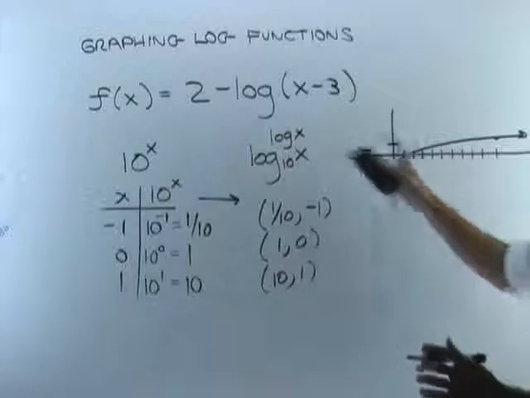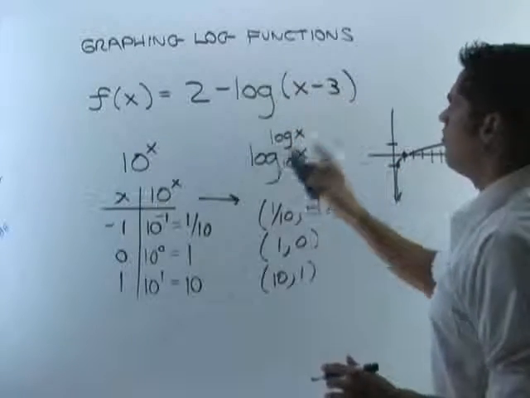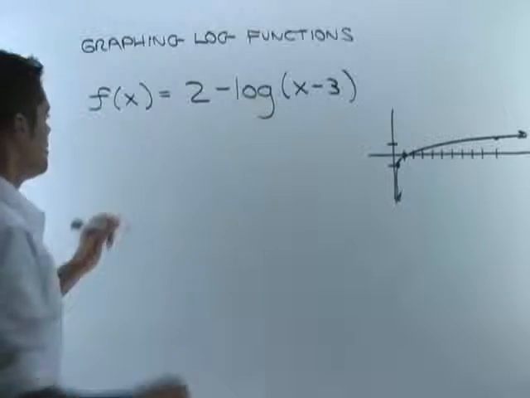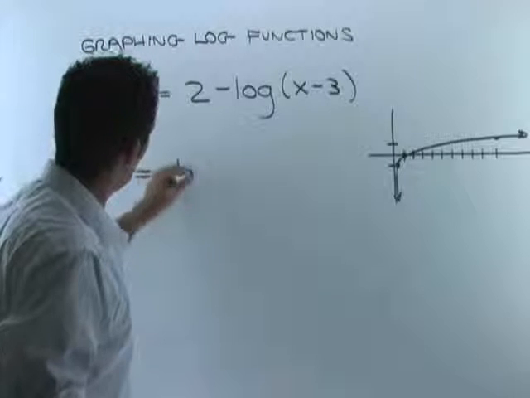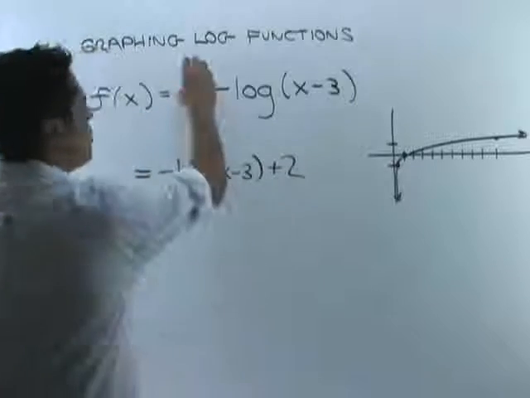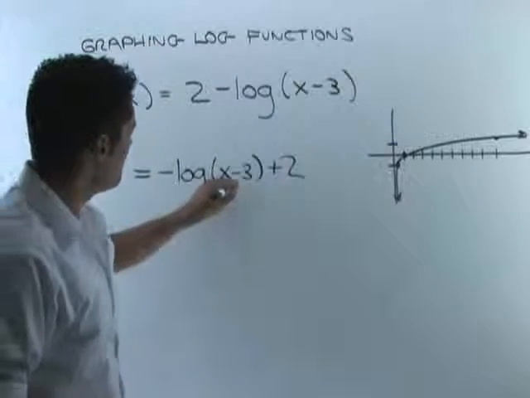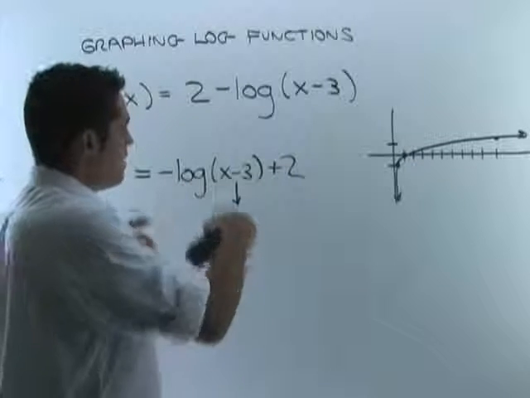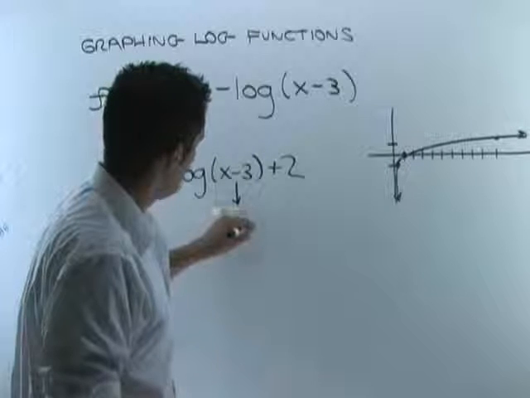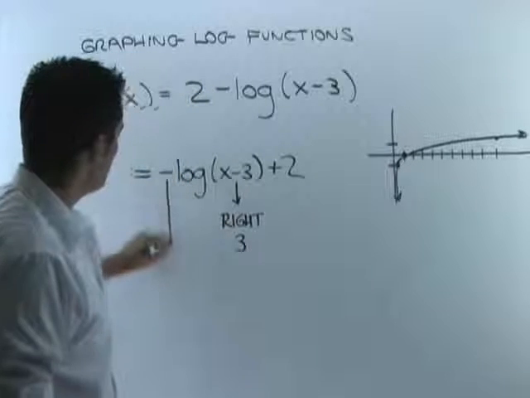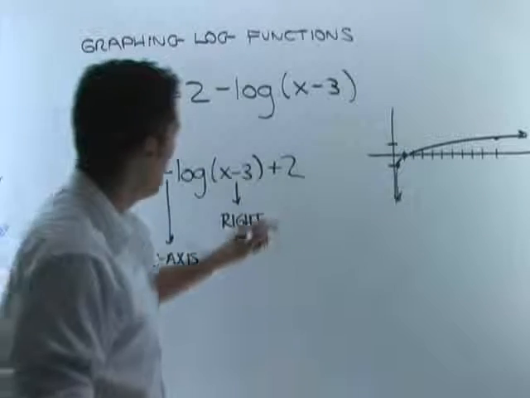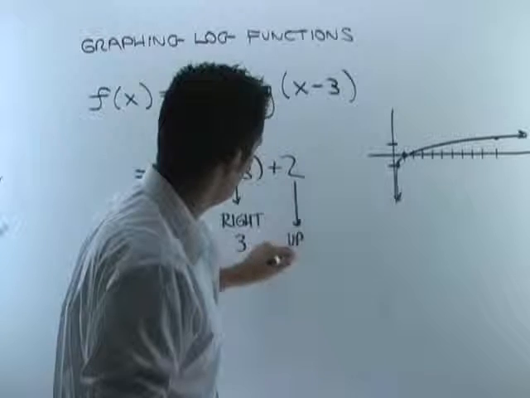And now we're not done, because now we have some shifts and stuff involved. So what I'd like you to do is look at what we have here, and I want us to rewrite it. That's the same as negative log of x minus 3 plus 2. I just moved the 2 back here. Now, what is this going to do? The 3 is being subtracted inside the log, so that's going to move our thing to the right, opposite of what you think, by 3. This negative in front is going to reflect it over the x-axis, right? That's a reflection. And then this guy right here is going to move everything up by 2.